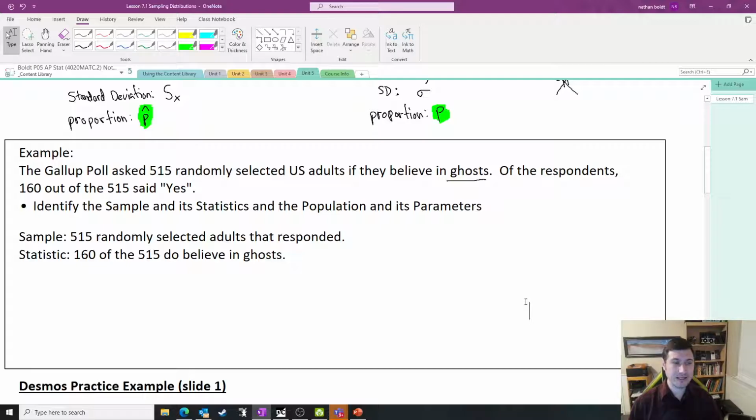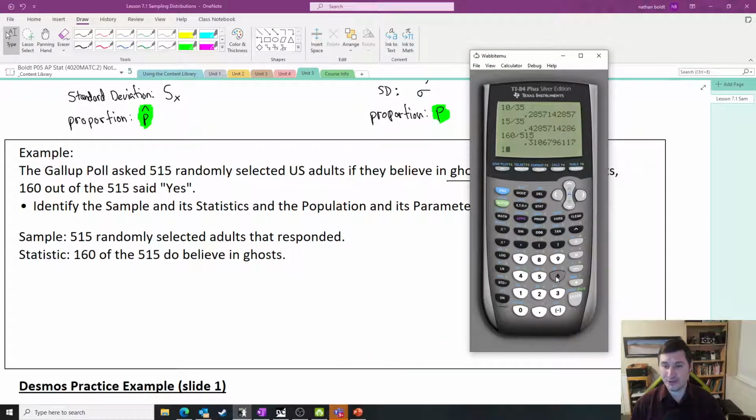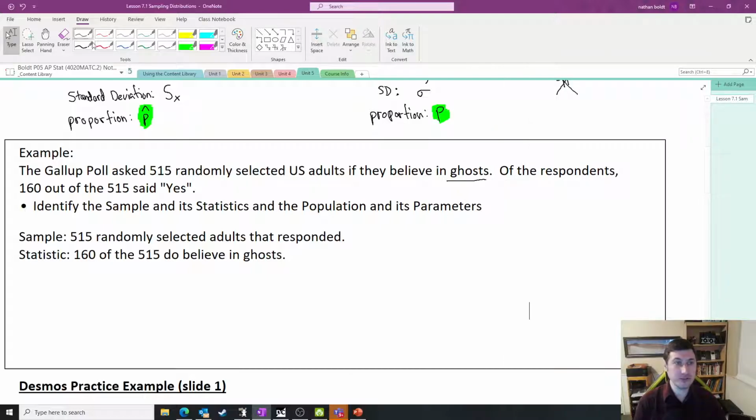Now, usually that's not reported that way, 160 out of 515. Usually, we would turn that into a proportion. So what is 160 divided by 515? 31%. So usually, we'd report p hat as 0.31. That's our statistic.